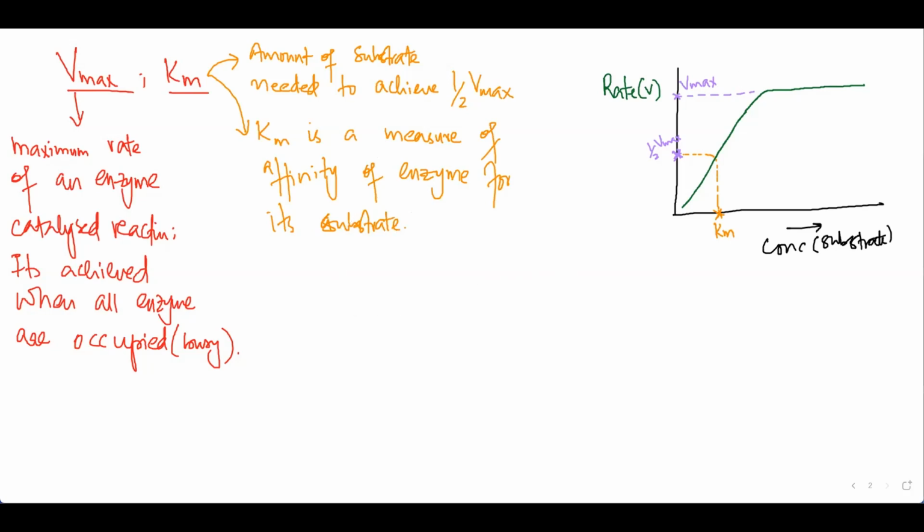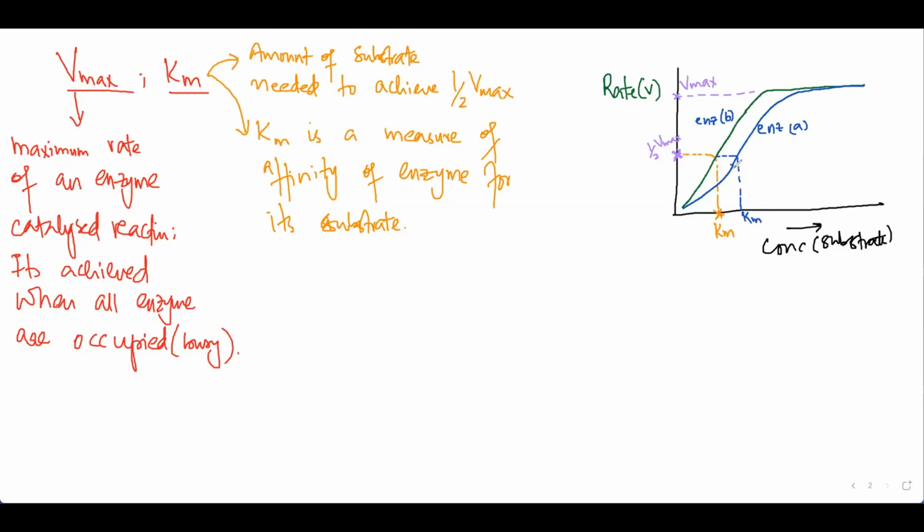Let me draw another graph and you can tell me. Let's say I draw one more graph. See, its Vmax is also the same as the other one. Its half of Vmax is also the same. So the substrate needed for this is this. I'll just call it enzyme A, enzyme B. So its Km is this one.